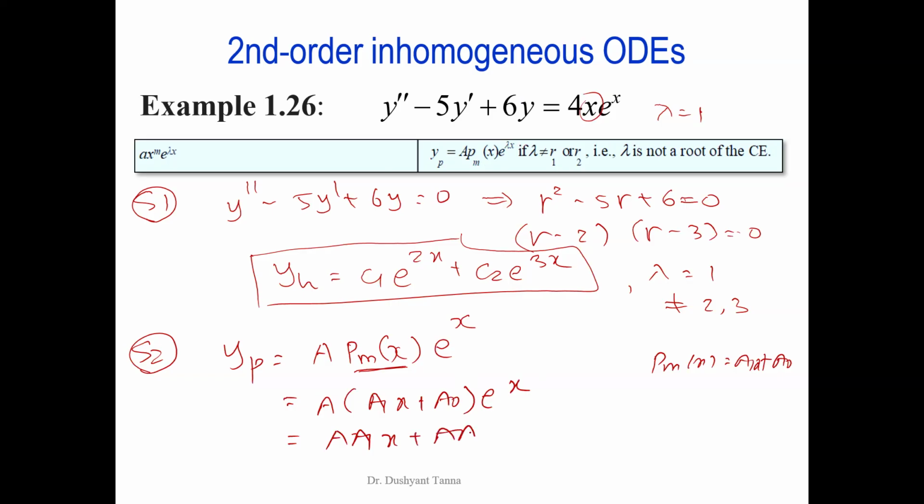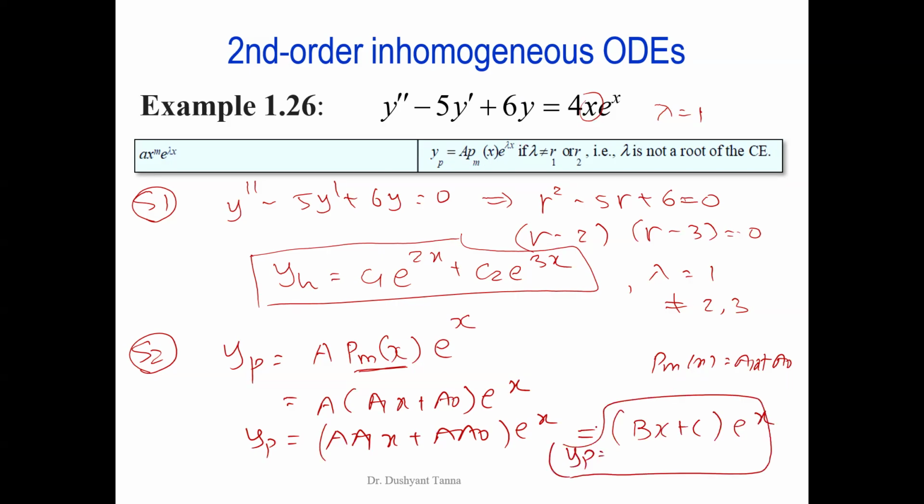A1x plus A0 e raised to x. Now, if you recall from our memory, whenever you get multiple constants, you can always adjust it however you like. So how about I call it B and C: Bx plus C, e power x. That's your yp. You can replace any constant you like, as I said.